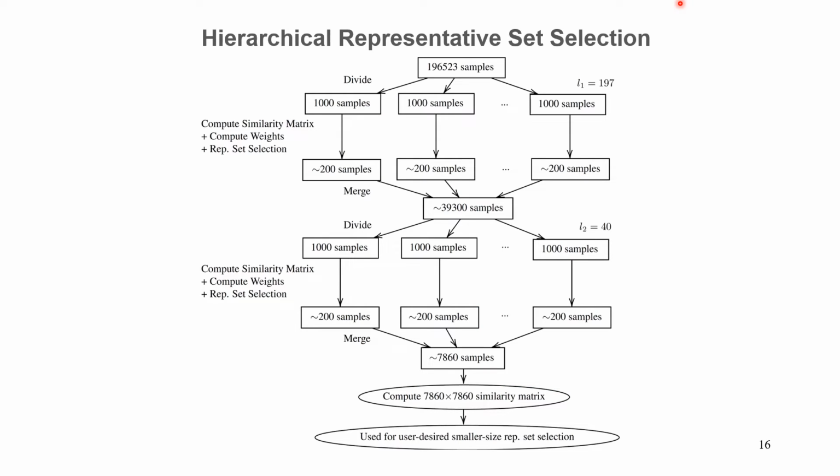Here is an illustration of applying hierarchical representative set selection to the entire set of human RNA-seq samples in the SRA, which has almost 200,000 samples. We use two levels of divide and merge. The first level has 197 chunks, and the second level has 40 chunks. Each chunk at both levels has 1,000 samples. About 200 representative samples are selected from each chunk. The final merge set has nearly 8,000 samples, which is feasible for our computing resources to compute the similarity matrix. And smaller size representative set selection can be performed on this similarity matrix.